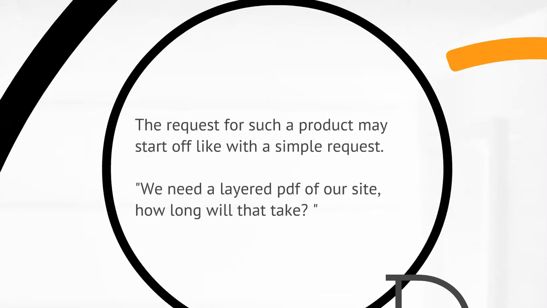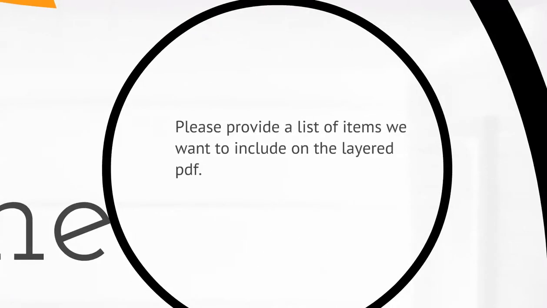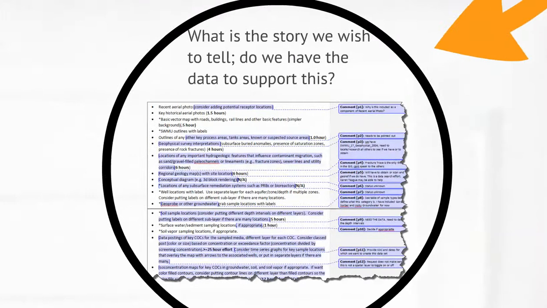So a request will start off something like this. We need a layered PDF of our site, and how long is that going to take? Well, the first thing that we need to really consider when doing this is to get from the client and from the project team a specific list of items that we're interested in including in that PDF. In order to tell the story, we have to know exactly what it is we need to include in there so that we can meet or exceed their expectations. Again, knowing what the overarching story is for this layered PDF is going to go a long way towards ensuring a successful delivery.